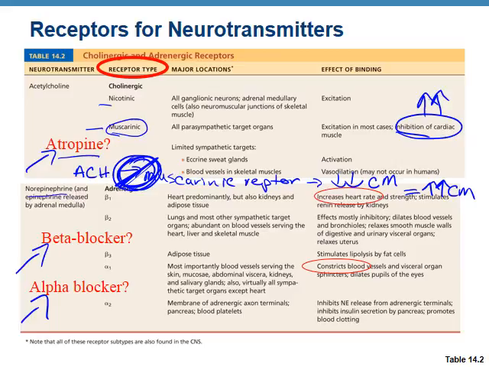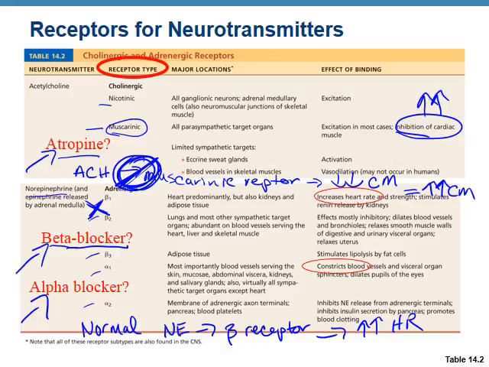Now look at norepinephrine. Here are the different alpha and beta receptors for norepinephrine to bind. So a beta blocker would disrupt this normal pathway between norepinephrine and the receptor. So normal, you'd have norepinephrine. It would bind the beta receptor, and that would cause an increase in your heart rate. Your heart would beat faster. So why would you want to block the connection between norepinephrine and a beta receptor? We call that a beta blocker.